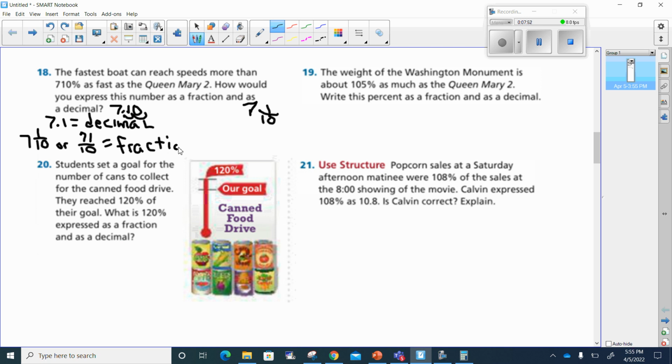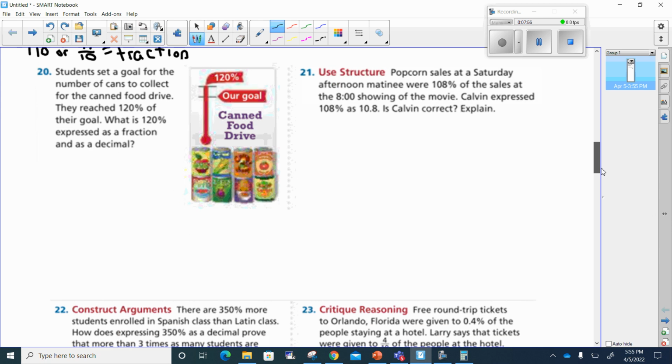All right, I'm off to number 20. Number 20 says, students set a goal for the number of cans to collect. They got 120%. So they reach 120% of their goal. What is 120% expressed as a fraction? Remember, again, 120% as a decimal would be moving my decimal over 2 spots. So that would be 1.2 as a decimal.